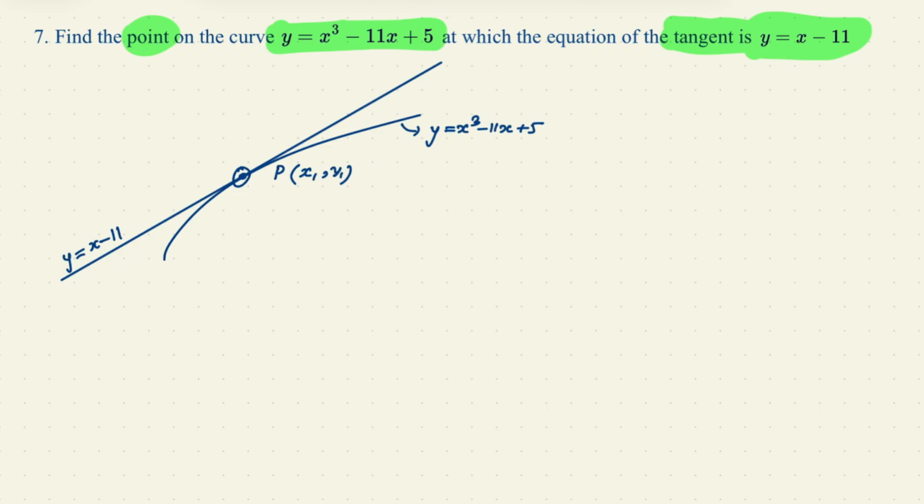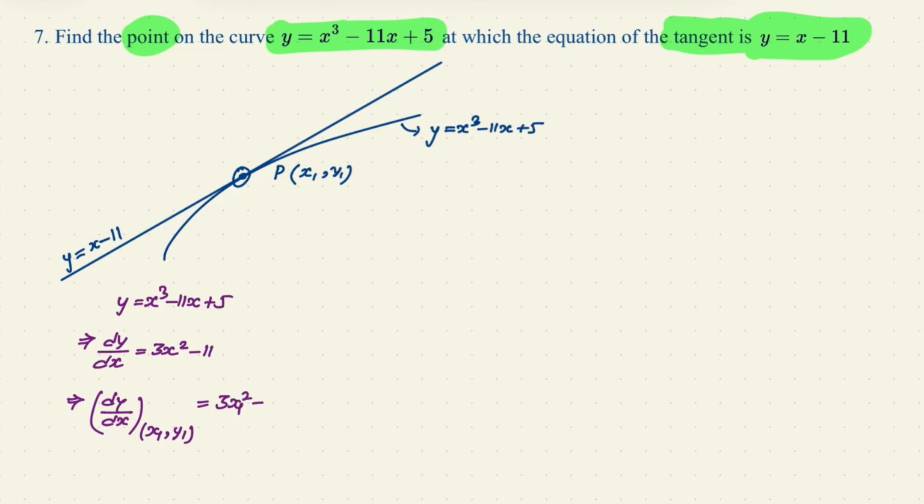Given equation of curve, that is y equals to x cube minus 11x plus 5. So differentiating both sides with respect to x, we have 3x square minus 11. So the value of dy over dx at the point of contact, that is x1 comma y1, will be equal to 3 into x1 square minus 11, which is the slope of the given tangent.